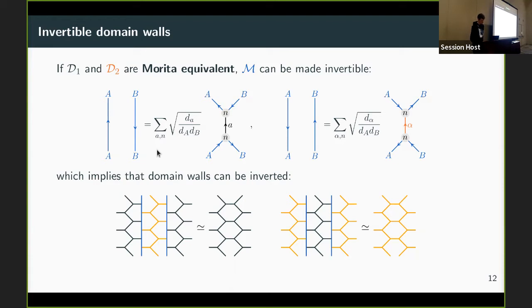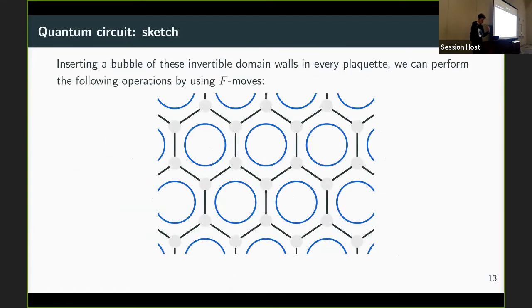So with these properties, let's try to sketch how such a quantum circuit could be constructed. So you start with some string net model ground state, denoted by this black hexagonal lattice. And in every plaquette, you insert one of these invertible domain walls. And now, very similar to how you work out the plaquette term of the Levin-Wen model, you just enlarge this, you fuse this with the edges of this plaquette. You fuse these bubbles to your lattice. And so the first step would look something like this.